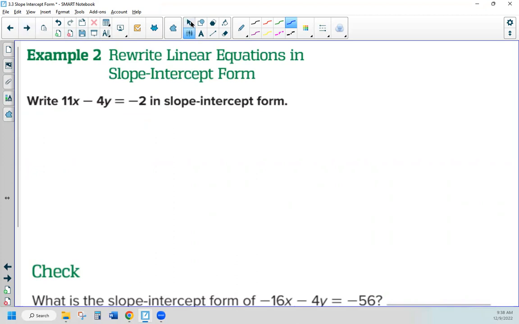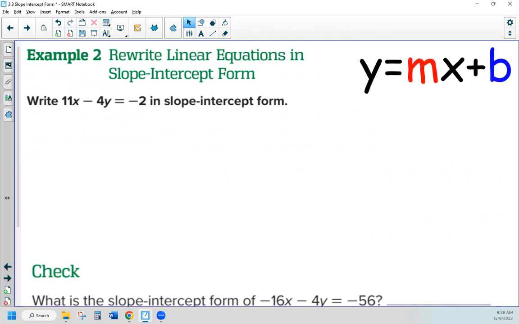All right. So what do we got going on here? Example number 2. Write 11x minus 4y equals -2 in slope-intercept form. Okay, hopefully you guys could see that this equation that's given to us right now is not in slope-intercept form. Let me remind you again, what is slope-intercept form? It's this right here. It's where y is by itself and everything else is on the other side. So what do we have to do? Algebra. You already know the math that needs to be done. You have been taught this.